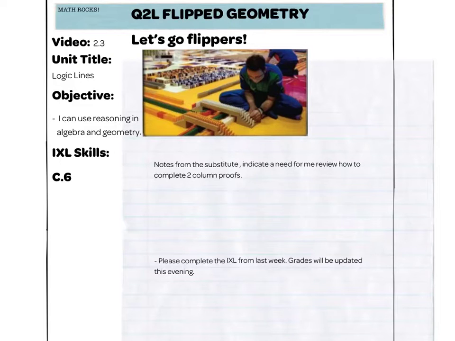Again, we're working on the same objective, and I'm going to tell you the reason why. It is because the substitute left notes for me today, and it said that there was an indication that we need to work on completing two-column proofs. So I want to make sure that we know how to do this.